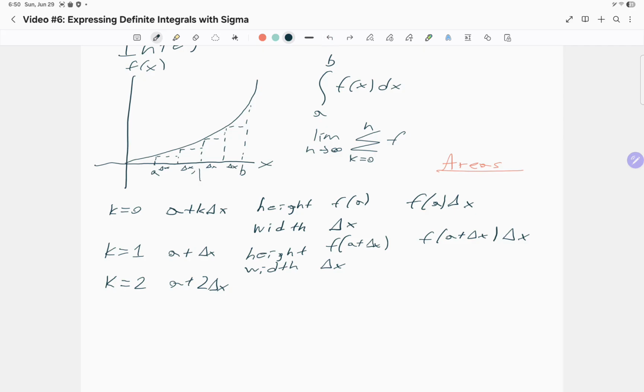A little poor arrow I drew. And so our height is going to be f. Our height of our little rectangle that we dotted out there, if we're doing a Riemann sum, is a plus 2 delta x. And our width is still delta x. So our area, I think you can see where I'm going with this, f of a plus 2 delta x, base times height. That's our height, and our width, delta x. So, all right, there you go.